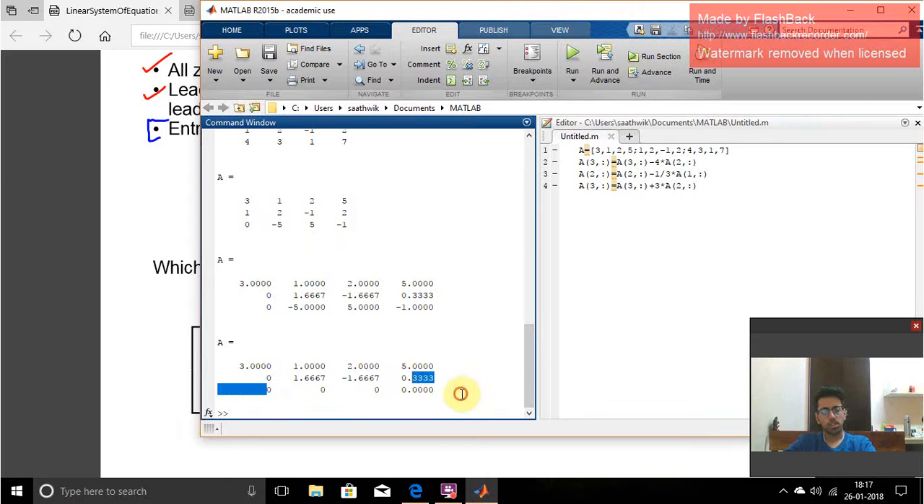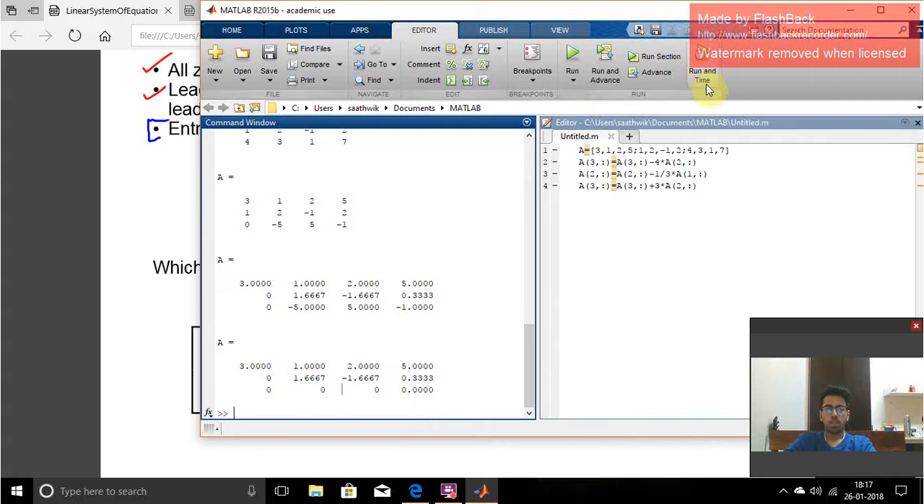Basically the third row has all 0s, that is, it is a zero row, and the elements below all the leading non-zero entries are 0. And so basically this is our row reduced form.